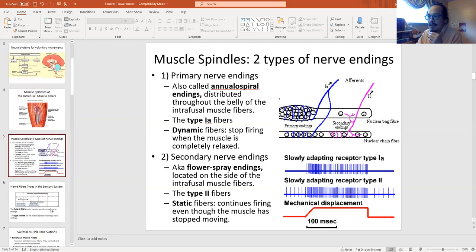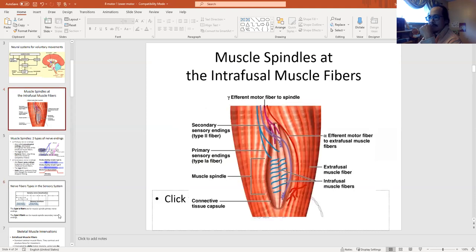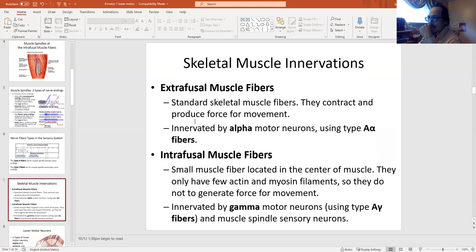All right. And here showing you that this basically is the table that we showed earlier when we talked about the nervous system, the sensory nervous system. So two of these endings were there, and we just repeat here. Type 1A is the one to describe the muscle spindle primary ending. Type 2 is the one to describe the secondary ending of the muscle spindle. And so the muscle has extrafusal and intrafusal fibers. The extrafusal are innervated by a single type of nerve, that is the alpha motor neuron. They use the A-alpha fiber. And the intrafusal are innervated by the gamma motor neuron using the A-gamma. So that's two different types of innervation, one is A-alpha, the other one is A-gamma.